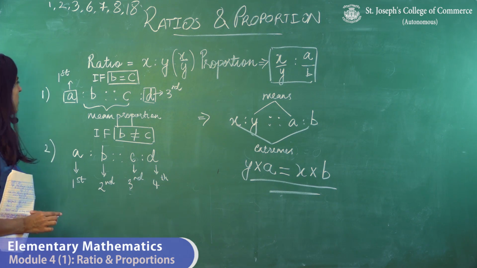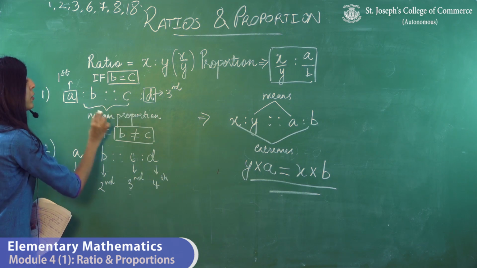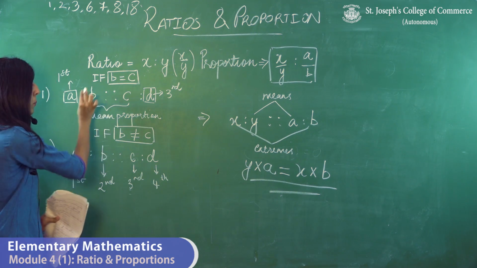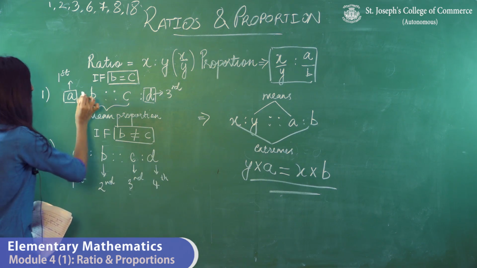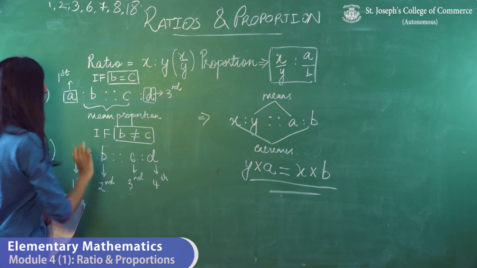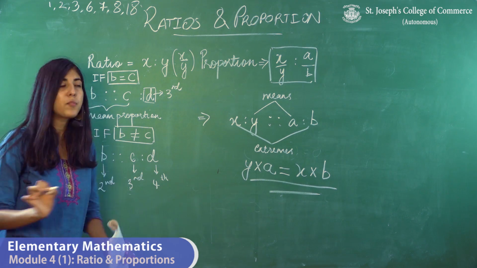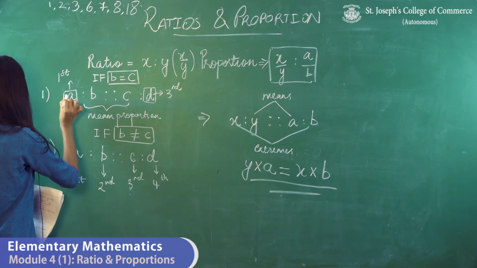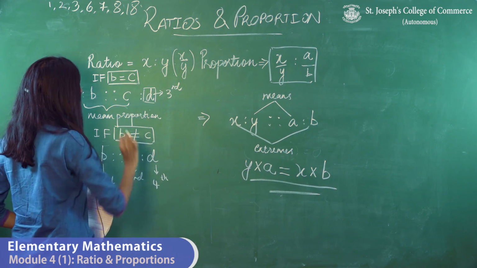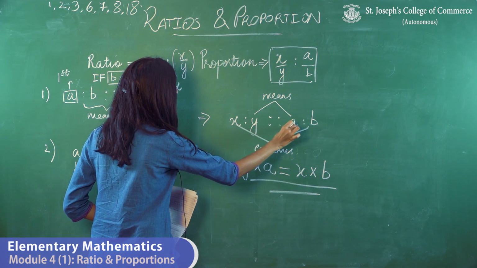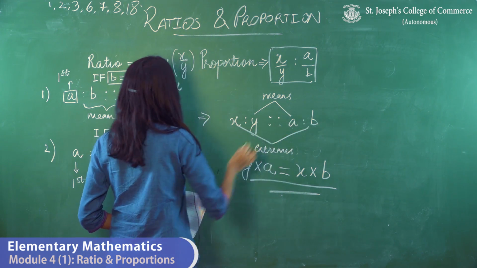The next thing we're going to understand is certain terms. Now, if b is equal to c, that is, if the means are equal, the first one is called the first proportion, the two equal means are called the mean proportion, and the last extreme one is called the third proportion. So if the means are equal, a is the first proportion, b and c are the mean proportion, and d is the third proportion. In this case, if y is equal to a, these two will be the mean proportion, x is the first and b is the third.